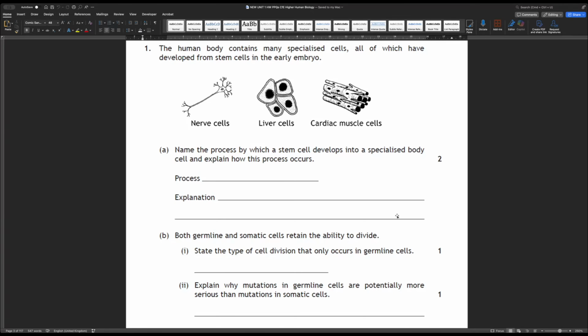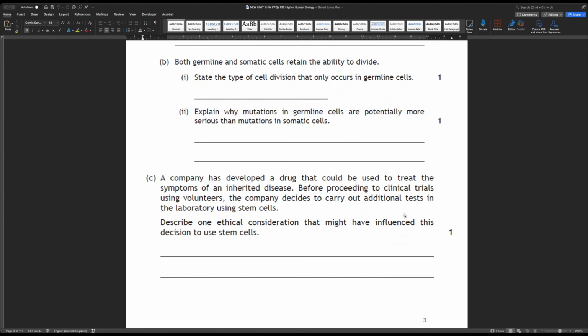specific cell type, okay? Part B, both germline and somatic cells retain the ability to divide. State the type of cell division that only occurs in germline cells. So we know that somatic cells divide by mitosis. We know that germline cells also divide by mitosis to produce more germline cells. But we also know that germline cells undergo meiosis to produce haploid gametes. So the type of cell division that only occurs in germline cells is meiosis.